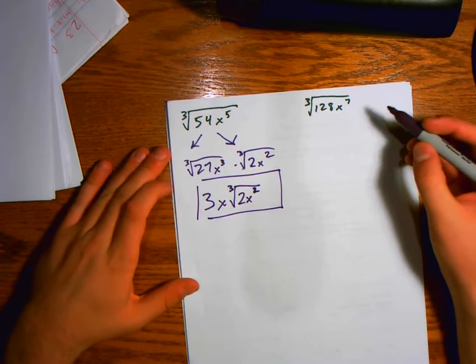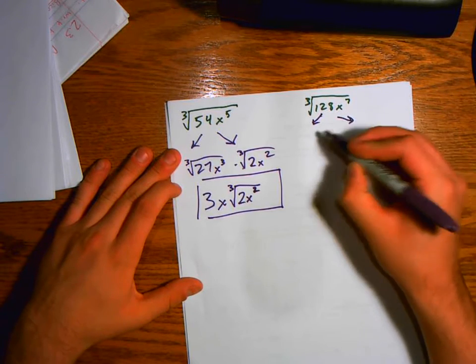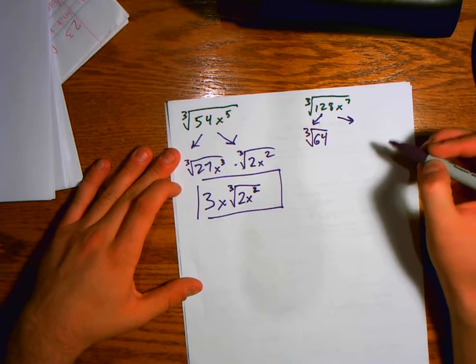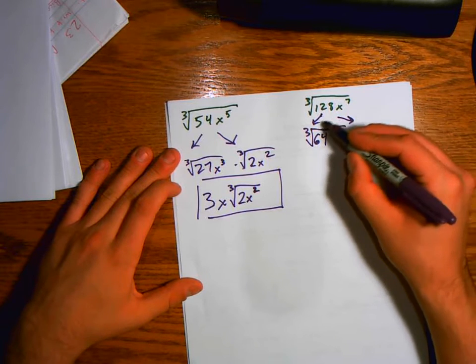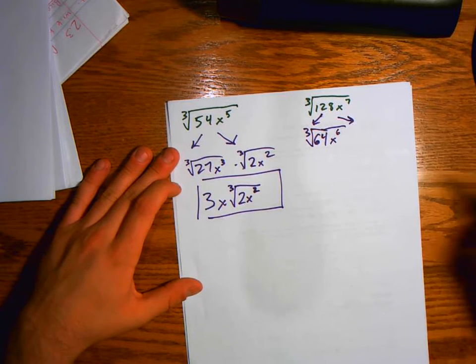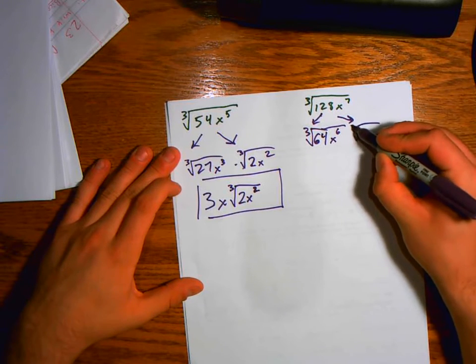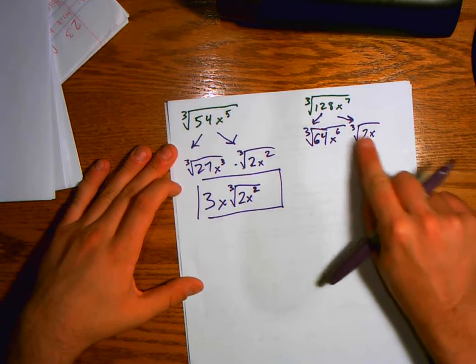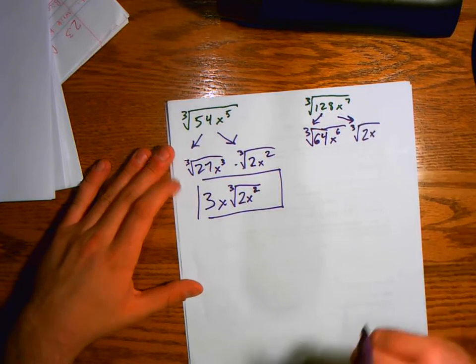Looking at the next one, the perfect cube factor of 128 gives us 64, and since we have 7 x's, the highest cube root taken from that is 6 x's. Everything that is left over is the cube root of 2x. 64 times 2 is 128, and x to the 6th times x gives us x to the 7th.